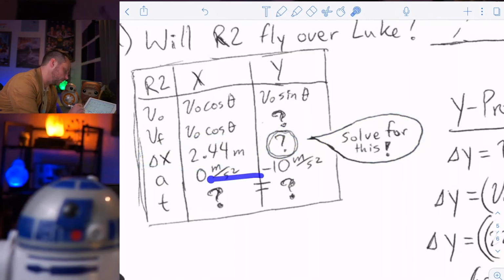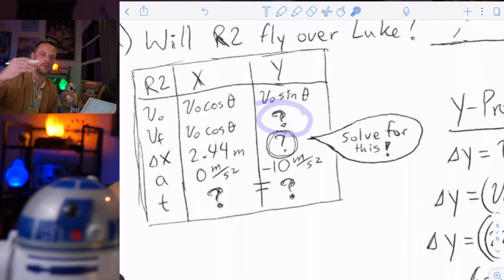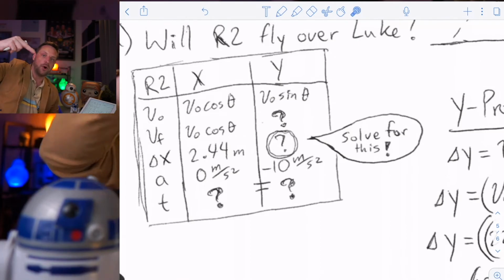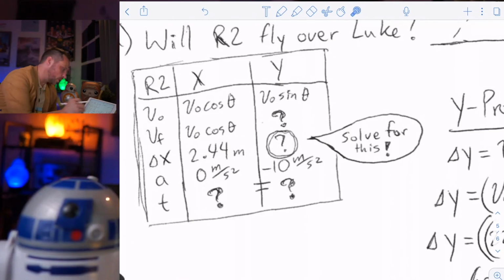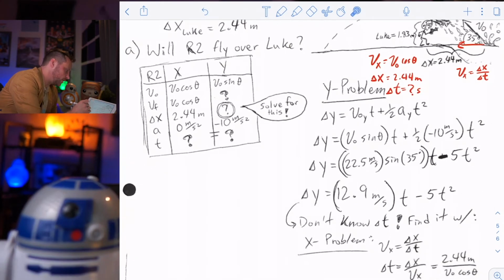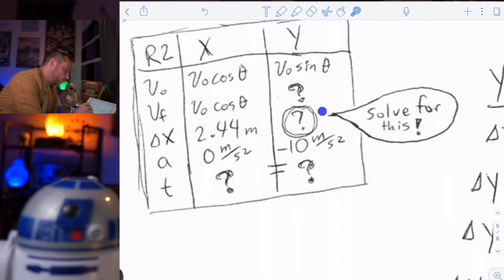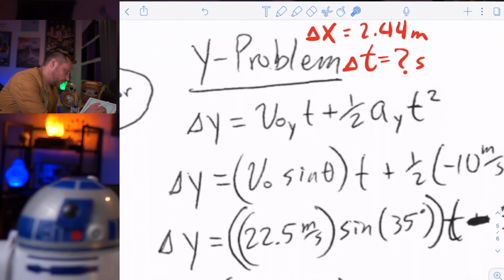And then we also don't know how much time is going to go by from when R2-D2 is spit out of the water till when R2-D2 is at Luke's location. Do we want that? I don't know, but we don't know it. So I left it as a question mark. We also don't know how quickly R2-D2 is moving up and down in the air. We don't even know if R2-D2 is coming back down or if he's still rising. So then we're solving for a vertical position. So we should say this is a vertical, or a y, problem. So we're going to look at it as a y problem.